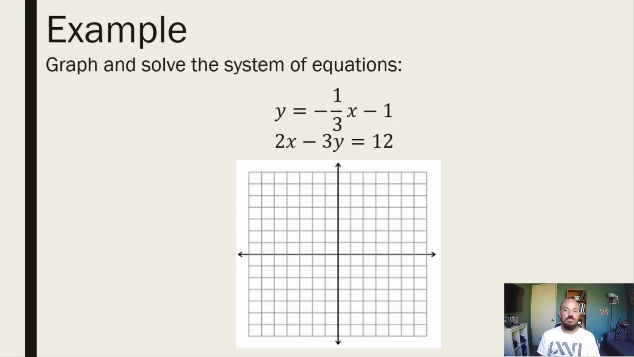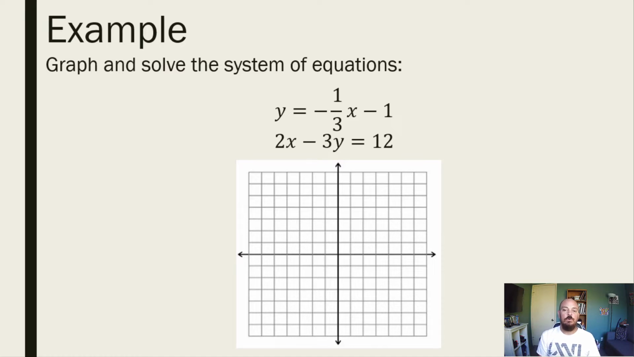We have two equations here. We have y equals negative 1/3 x minus 1, and we have 2x minus 3y equals 12. Our goal is to find that x and the y, where if you plug them into both equations, it works. And we're going to try and do that by graphing.